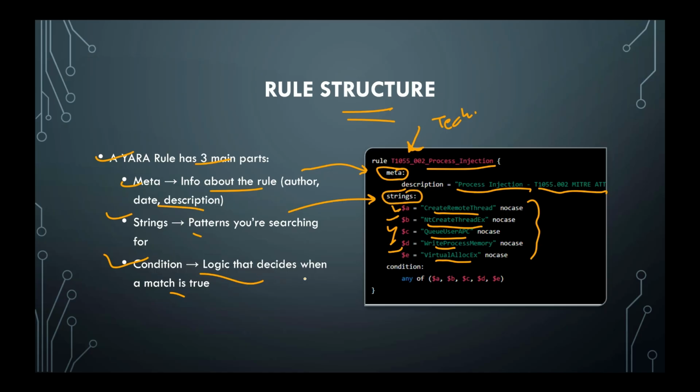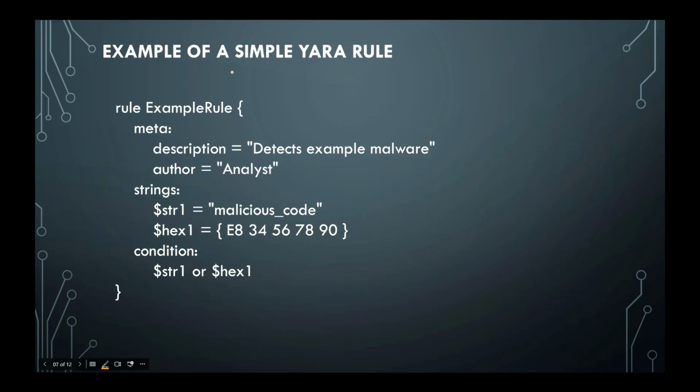Then we have condition. So condition says if any one of these matches in the log, fire an alert or notify to the SIEM system. Then here is a simple YARA rule example. So let's look at more practical example. So this rule is looking for known piece of malware.